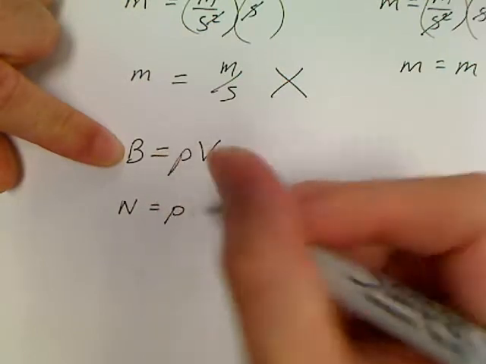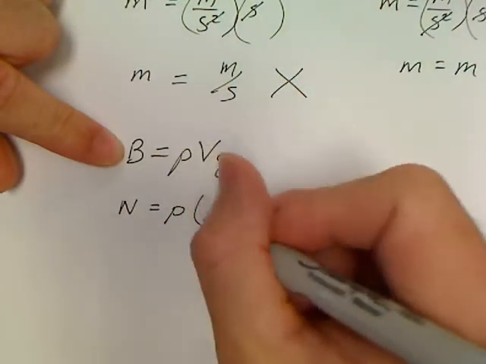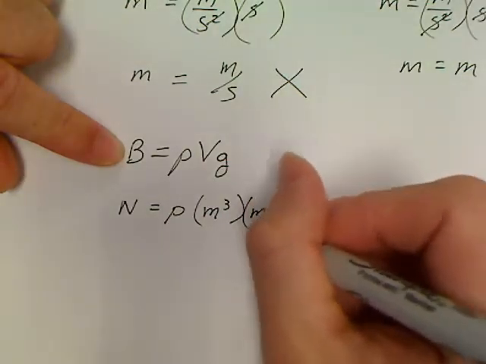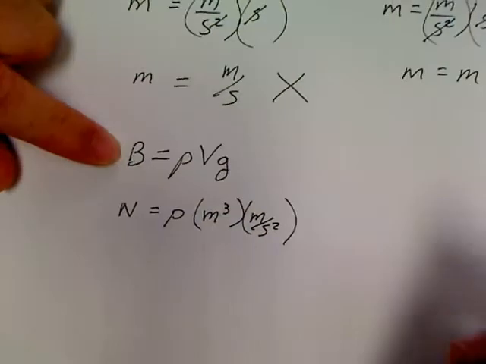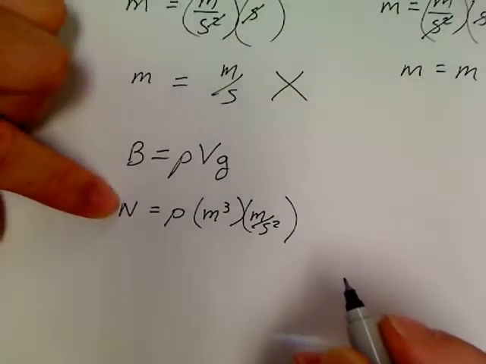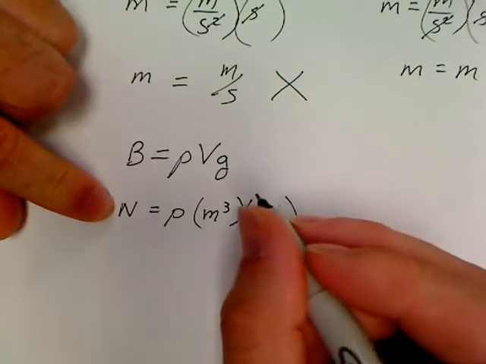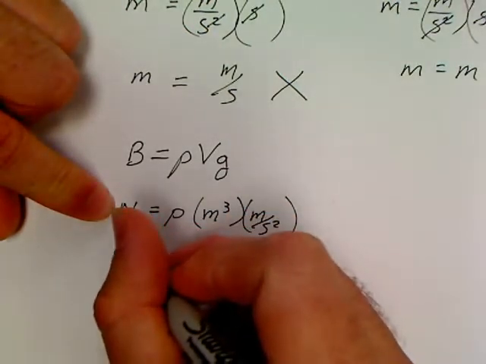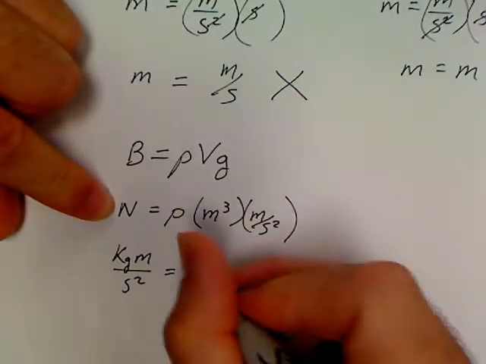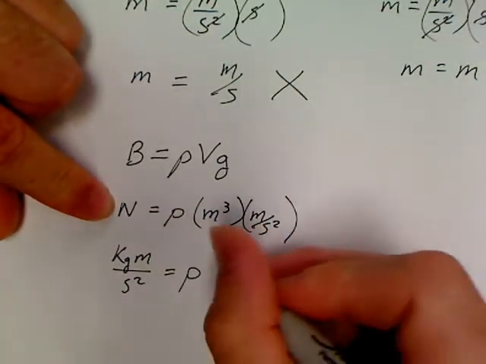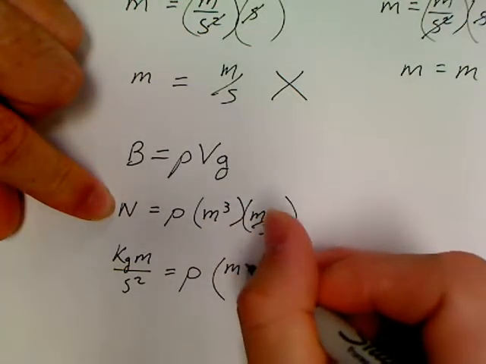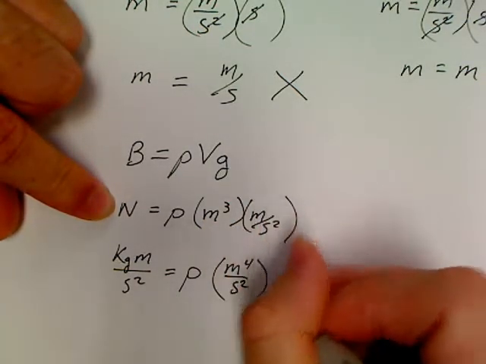So I'm looking for density. Volume is a meter cubed, and gravity is a meter per second squared. Start taking a look. What is a Newton over here? A Newton is a kilogram meter per second squared. So now let's take a look. Rho, m cubed times m, would be m^4 per s squared.